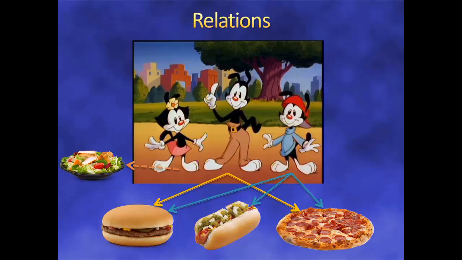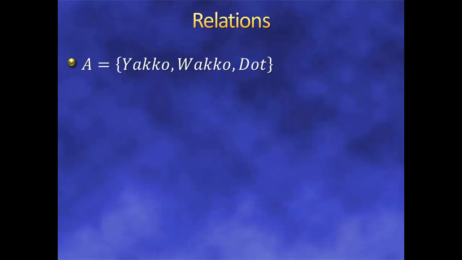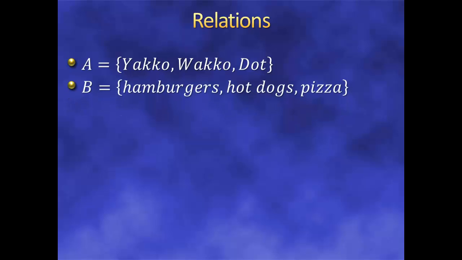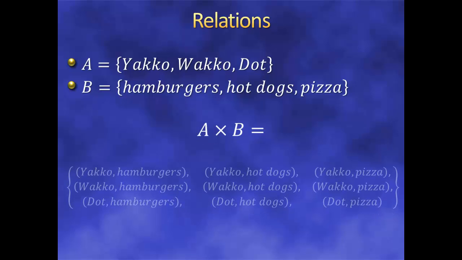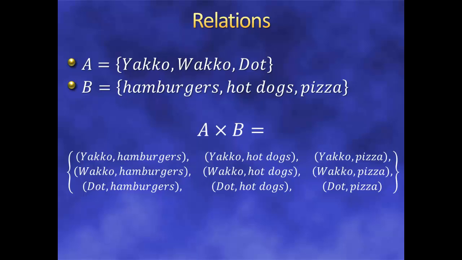So, how can we represent all this information mathematically? Well, if A is the set Yakko, Wacko, Dot, and B is the set hamburgers, hot dogs, pizza, then first of all, consider the Cartesian product A times B, giving all possible ordered pairs of kids and food. Then, who likes what food could be represented by using these ordered pairs. For example, the fact that Yakko likes hamburgers could be represented by the ordered pair (Yakko, hamburgers).